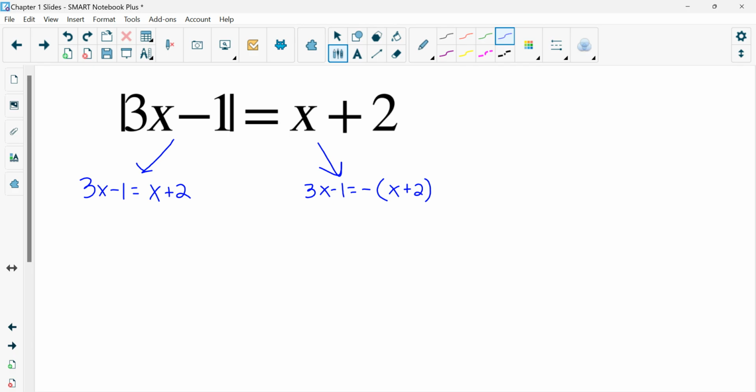So as I go to solve this one on the left, I just want to get all my x's on one side and my constants on the other. So I'm going to subtract x from both sides and add 1 to both sides. That would give me 2x equals 3. And when we divide by 2, we would get x equals 3 halves.